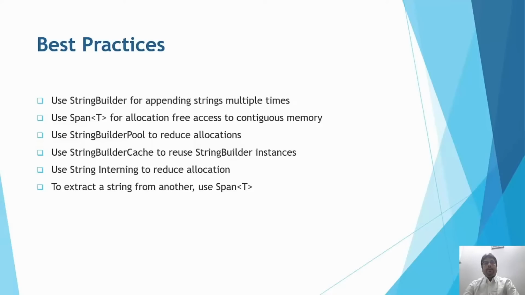Use string interning to reduce allocation if you are having a string literal or a string constant you are creating multiple times. The same string constant, the content is the same, you are creating multiple times. To extract a string from another string, always use Span<T> here. Span<T>, it implies that it is a generic type, so you can use it with any type. So if you are using Span for extracting a string, that is a substring, it will be very fast and there will be zero allocation.